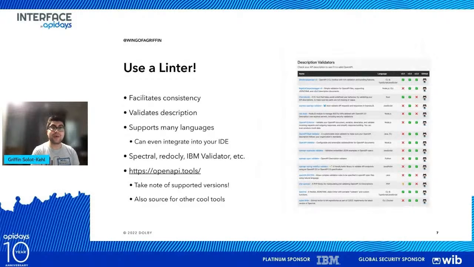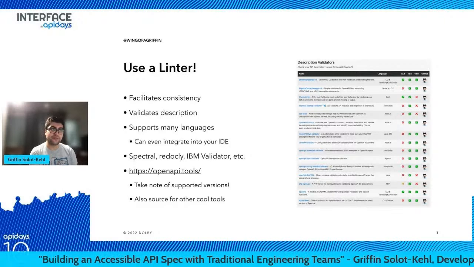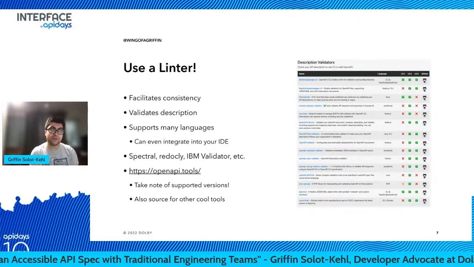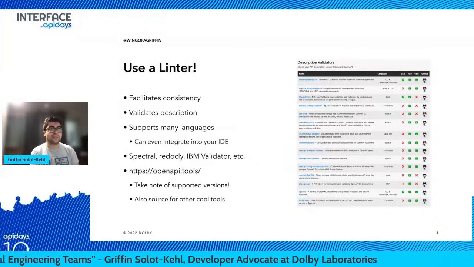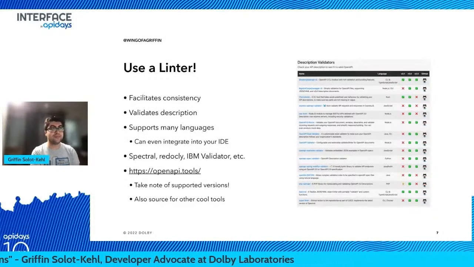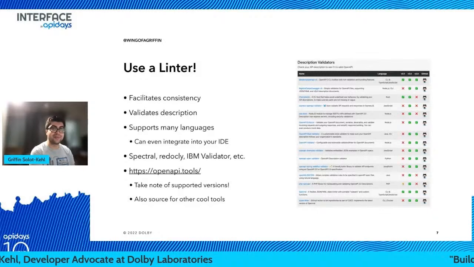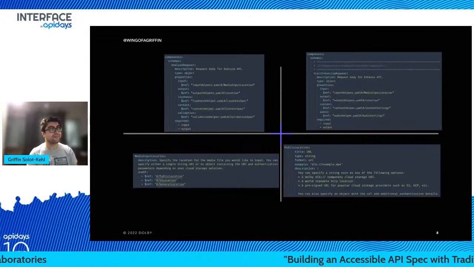You can even integrate these directly into your IDE. There are VS Code extensions that allow you to do the linting. Some popular ones are Spectral from Stoplight. Redocly has one built in. IBM has one if you're an IBM fan. So definitely check them out and make sure that you're taking advantage of these free and open source tools that are available to you to make sure that your spec is doing well.